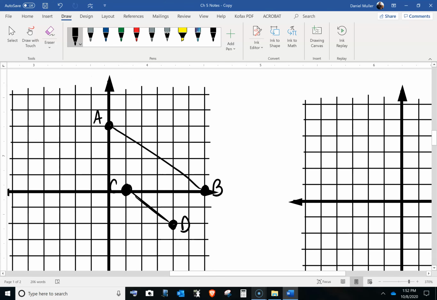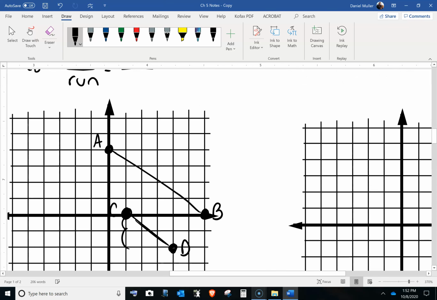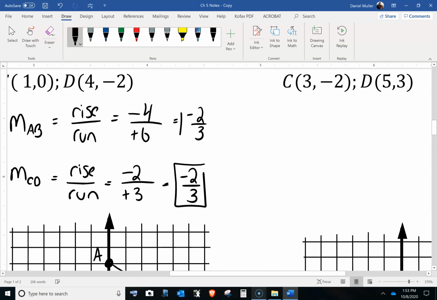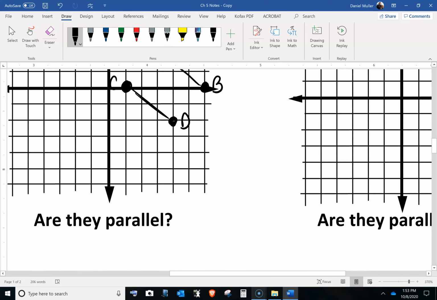Okay, CD. So we start at the left point. 1, 2, so down 2. And then right or left, we go right, 1, 2, 3. So right is positive and a 3. So that can't be reduced. It's just a negative 2 over 3. So are these lines parallel? Yes, they are. How do you know? Because the slopes are the same.